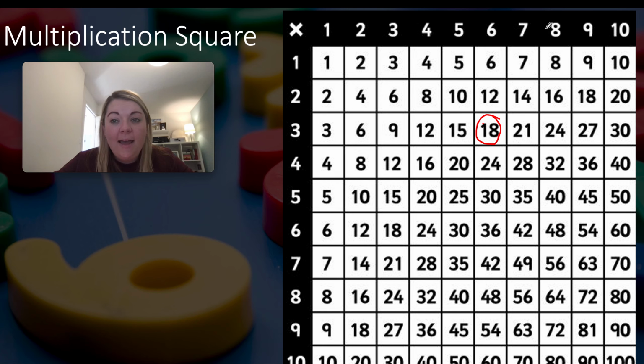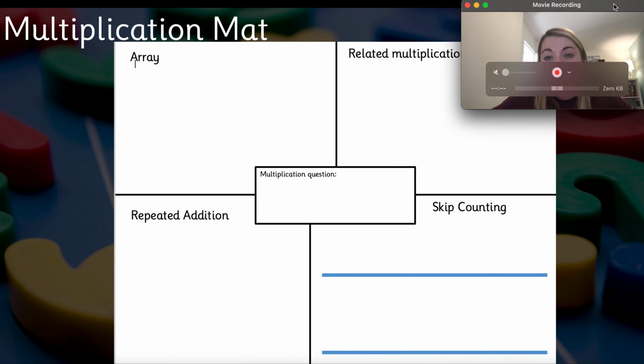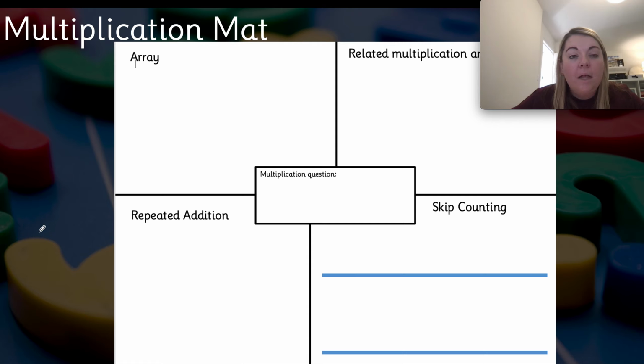Okay, if you're just back, I want you to go to the number 8 and then to the number 7, because you're working out 8 groups of 7. Your 8, you're going to go down until it meets the line, the 7 at the start. So 8 groups of 7 is 56. So in your paper packs this week, you have all got a multiplication mat that looks like this.